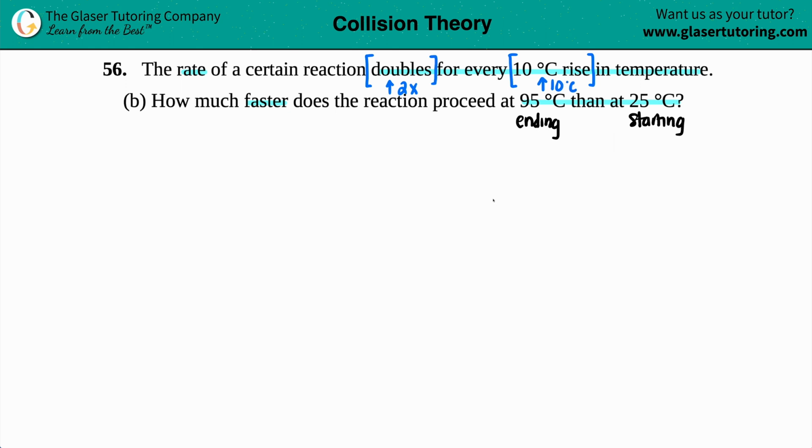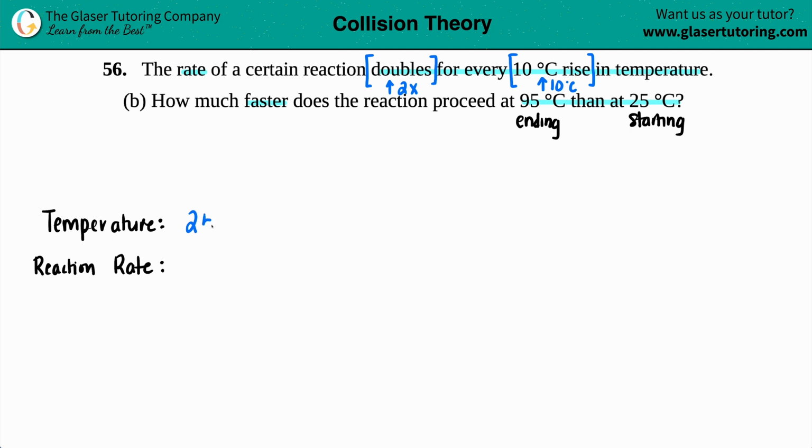So we're just going to make up a scenario. Seems like we have 2 parameters here, right? We're going to be talking about temperature, and we're going to be talking about the reaction rate. So start off with any reaction rate that you want, but we have to start off with the temperature that they gave us. We're going to start at 25 and we're definitely going to end at 95.